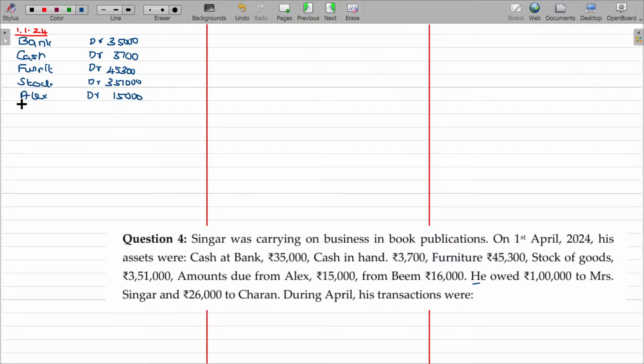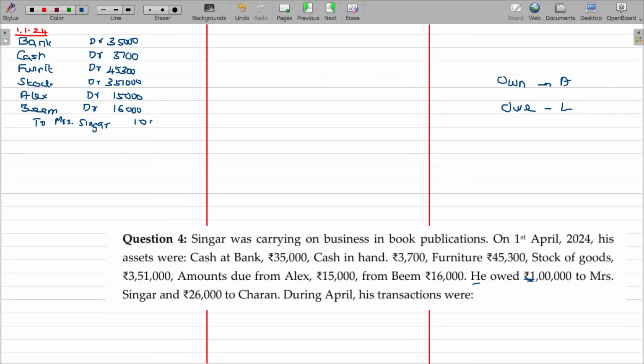Not only that, Beam, we have Beam account debit. This value being 16,000. He owed 1 lakh to Mrs. Singer. Owings means liabilities. Owning are the assets and owing are the liabilities. Okay, own is nothing but asset and owe is nothing but liabilities. So I owe to third party. To whom? To Mrs. Singer. Mrs. Singer's loan. This value being 1 lakh.